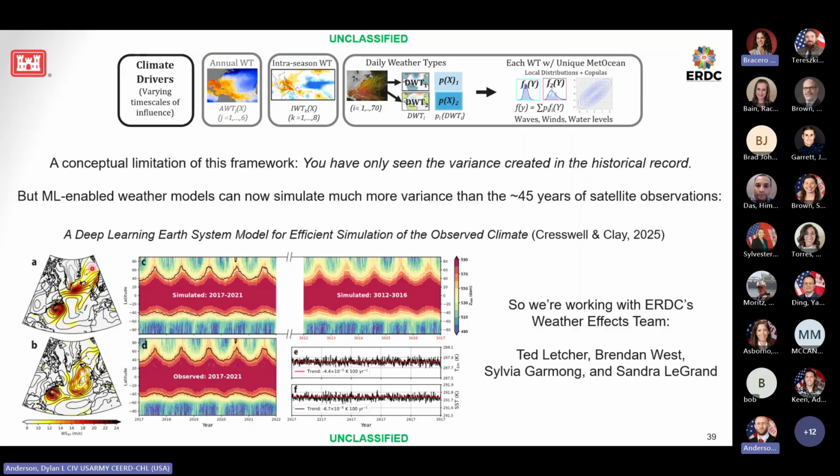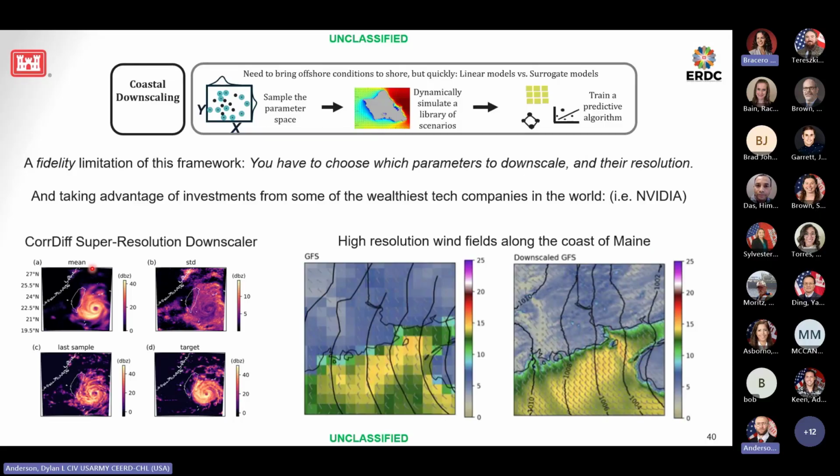The idea being that we can see alternate versions or an increased variance of weather systems and be able to see synthetic storm events and synthetic chronologies coming out of these very efficient weather models of the future. Even more intriguing, we're using machine learning models to hopefully be able to downscale higher fidelity to our local sites.